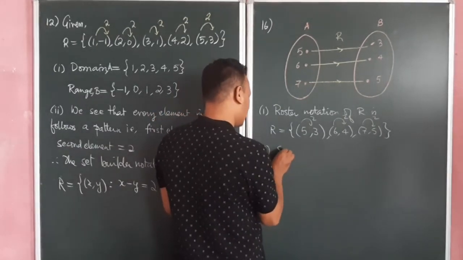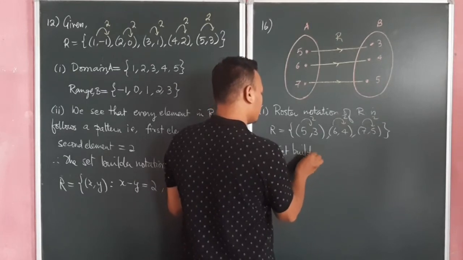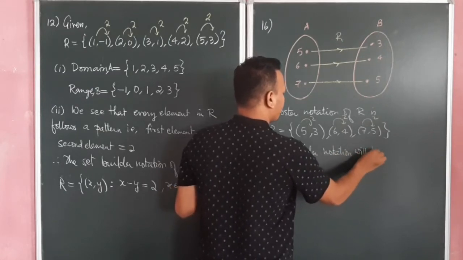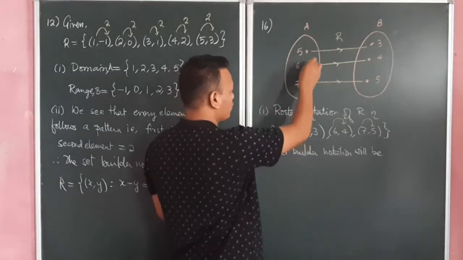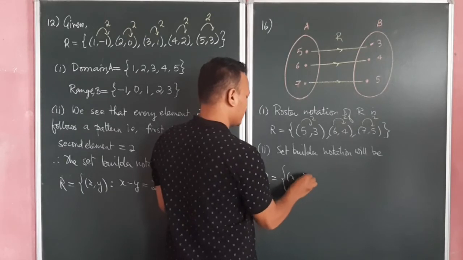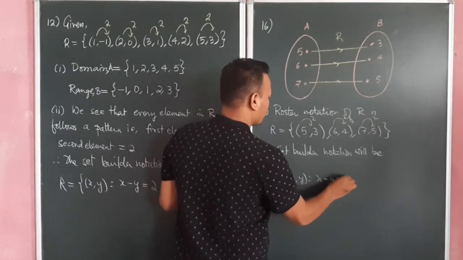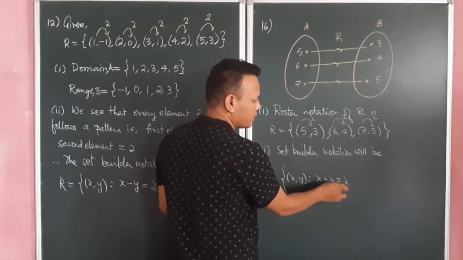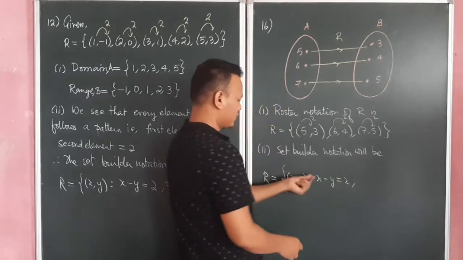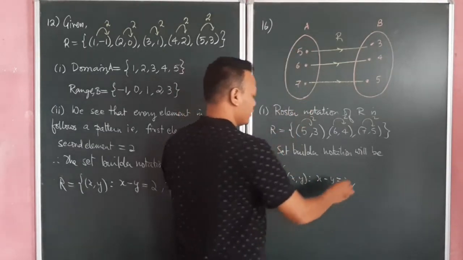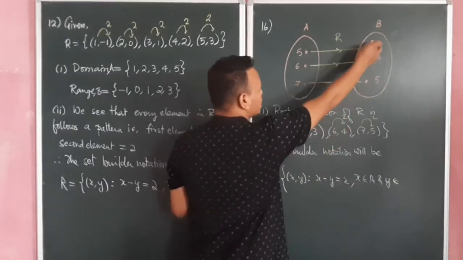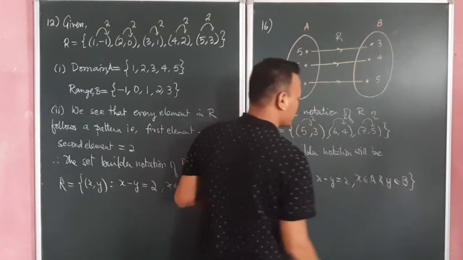So the set builder notation will be, x comma y such that x minus y is 2. First element minus second element will be 2, and you can write a comma out here. This x, the first element, comes from where? From A, isn't it? So x belongs to A, and this second element y is coming from where? y is coming from B. So this is your set builder notation.